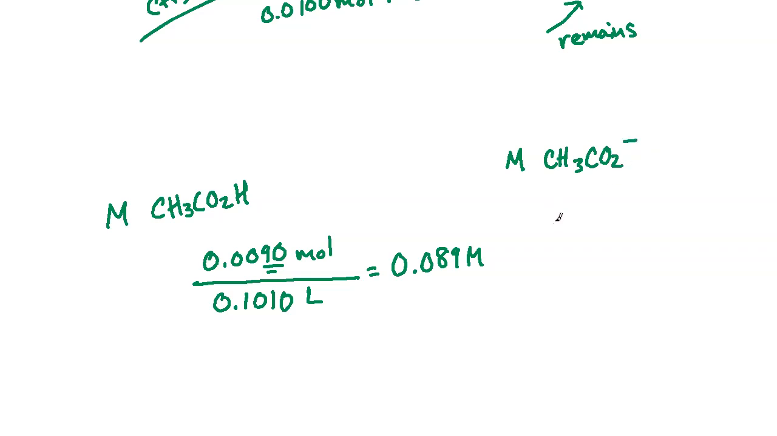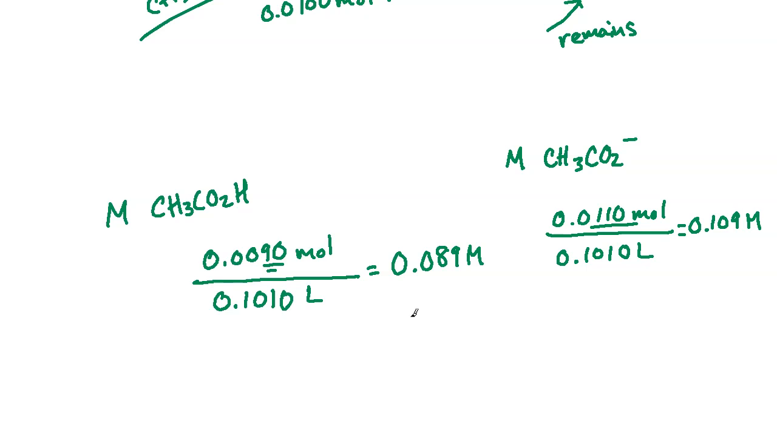All right, and then if I want the molarity of the acetate, I'm going to have 0.0110 moles over, again, same volume. All right, and that is going to equal 0.109. Again, 3 sig figs here, so you can keep 3 in your answer. And that's the molarity of the acetate that we have.